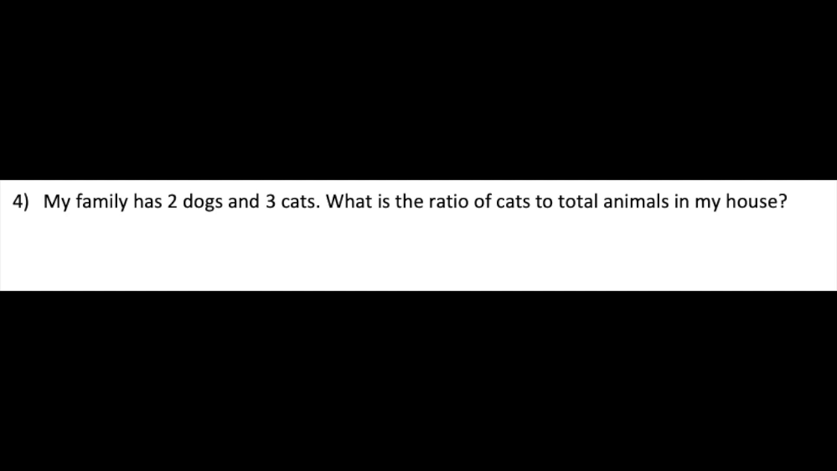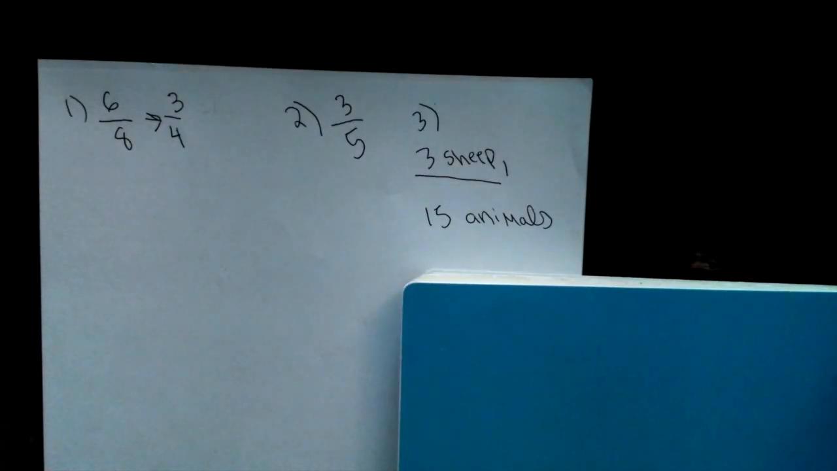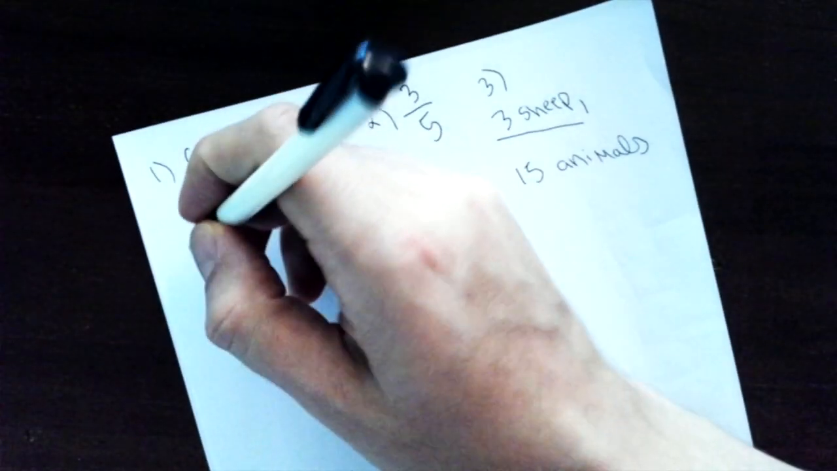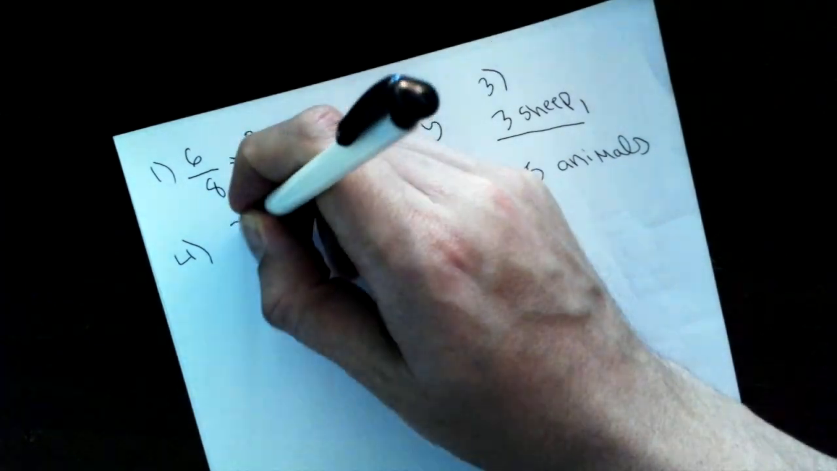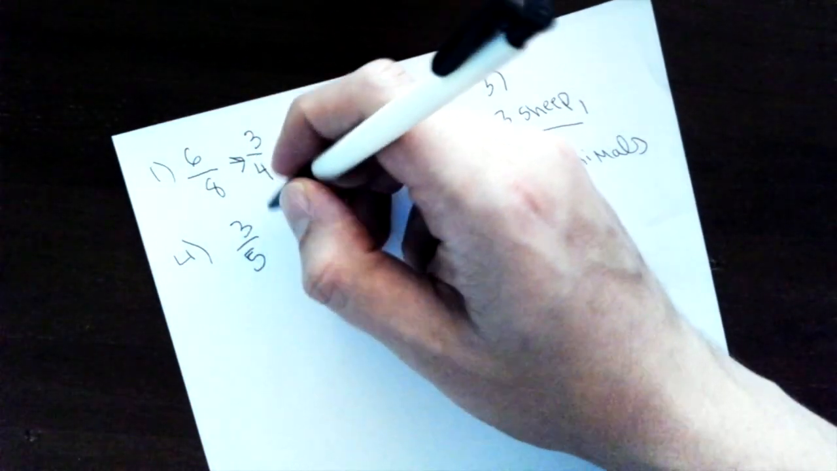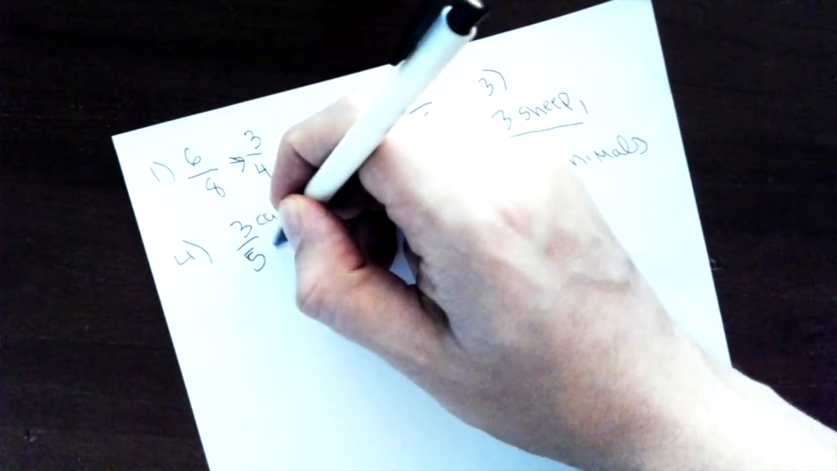Okay, let's look at number 4. My family has 2 dogs and 3 cats. What's the ratio of cats to total number of animals in my house? Well, if I have 3 cats, and the total number of animals means I need to add my dogs and my cats, to get 3 out of 5. So number 4 is 3 out of 5. So I have 3 cats to 5 total animals.